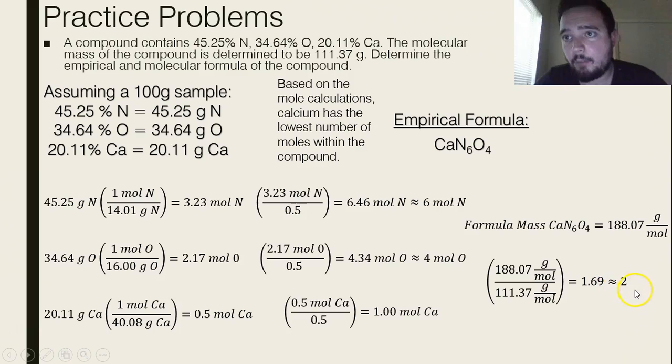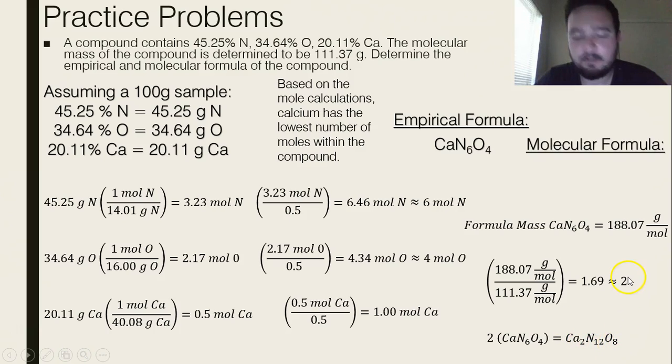This is now your molar multiplier. You take this 2 and multiply it by the empirical formula and its subscripts. So it's 2 times the empirical formula, and you're going to get Ca2N12O8. So then your molecular formula is Ca2N12O8. The way you can check yourself is that there is a common multiplier of 2 between this one and this one. I can't reduce the empirical formula further because there's no common multiplier between 1, 6, and 4 besides 1. If I divide everything by 1, it's going to stay the same. If I do any other number, it's going to turn it into a decimal, and you can't have a decimal in an empirical formula.